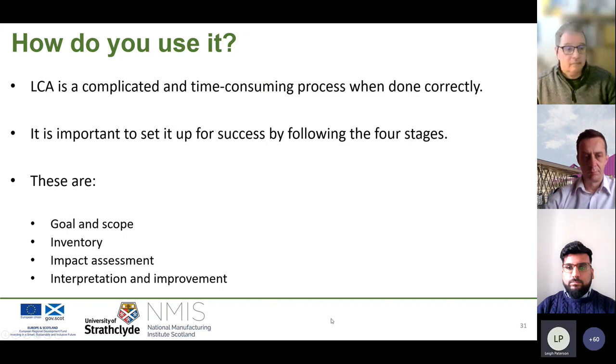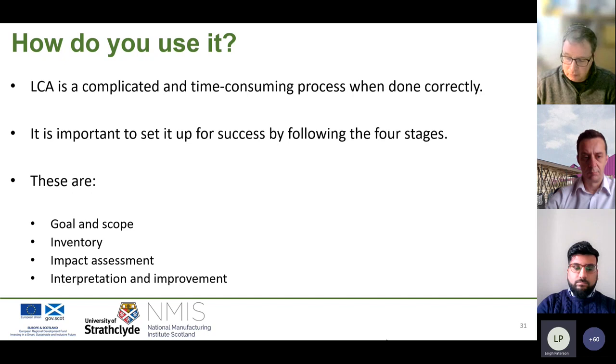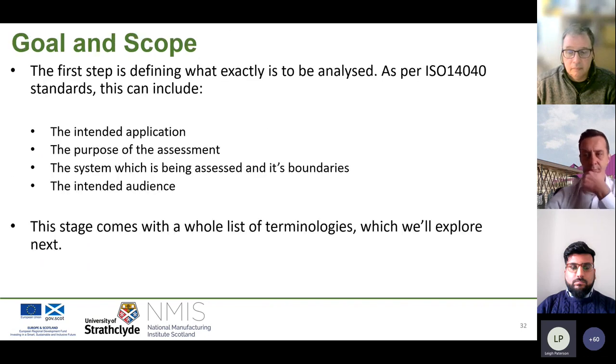So essentially, it's a very complicated and time-consuming process when done correctly, and I won't pretend to be an expert on it. But it is important to set it up for success and to try and get it done correctly. There are 4 stages to aid with this. The first is goal and scope, the second is inventory, the third impact assessment, and the fourth interpretation and improvement. So I'll just quickly go through each one of these to introduce you to the process flow that you would follow when looking at doing an LCA.